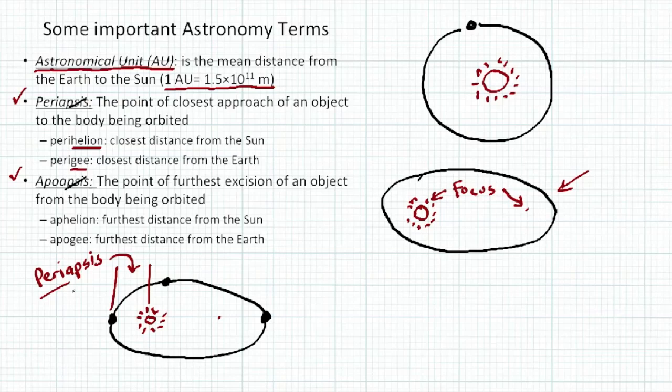Think of a periscope. A periscope in a submarine. What a periscope does is you look out of it and it brings objects closer. Well, it makes the objects appear to be closer because it magnifies them. So we call that periapsis here.